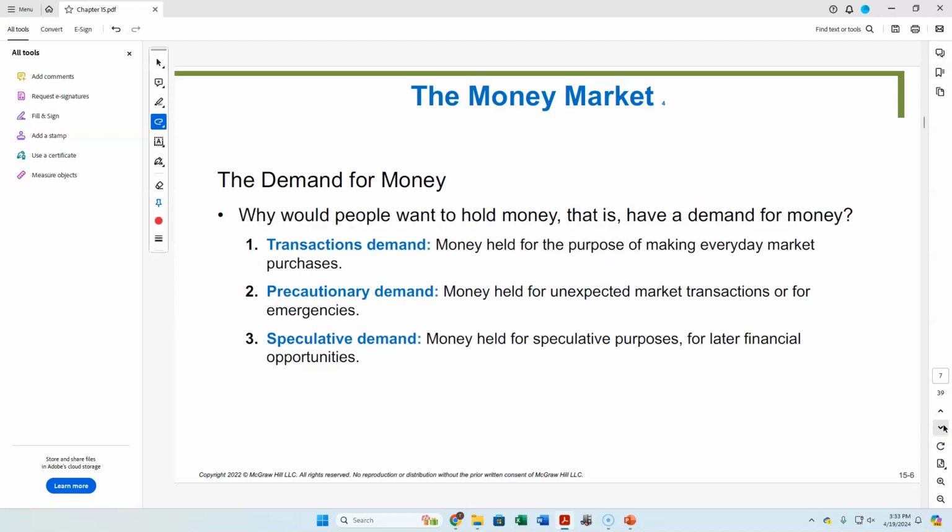Now, why do people want money? Why would a person demand money? The demand for money, these are the three primary reasons.